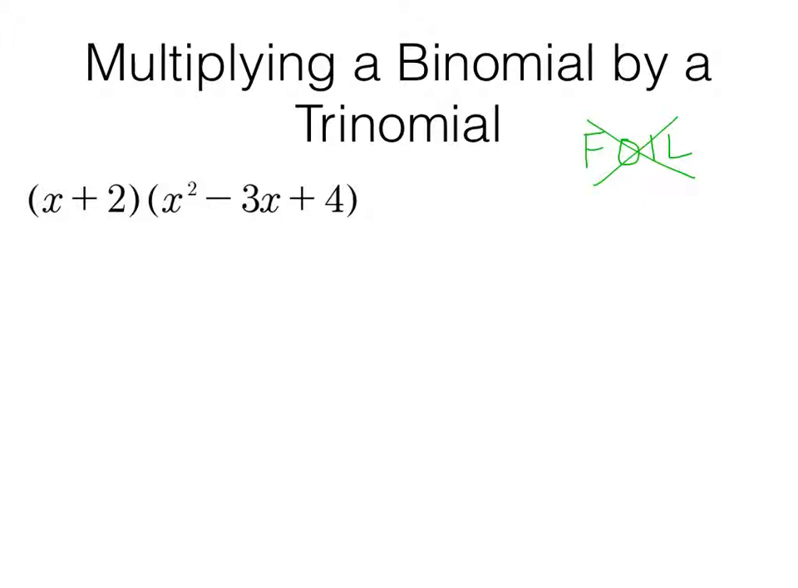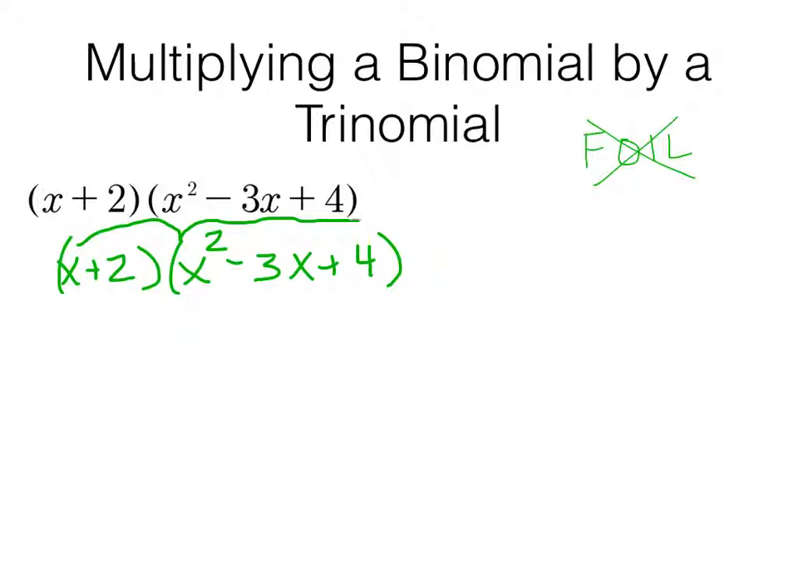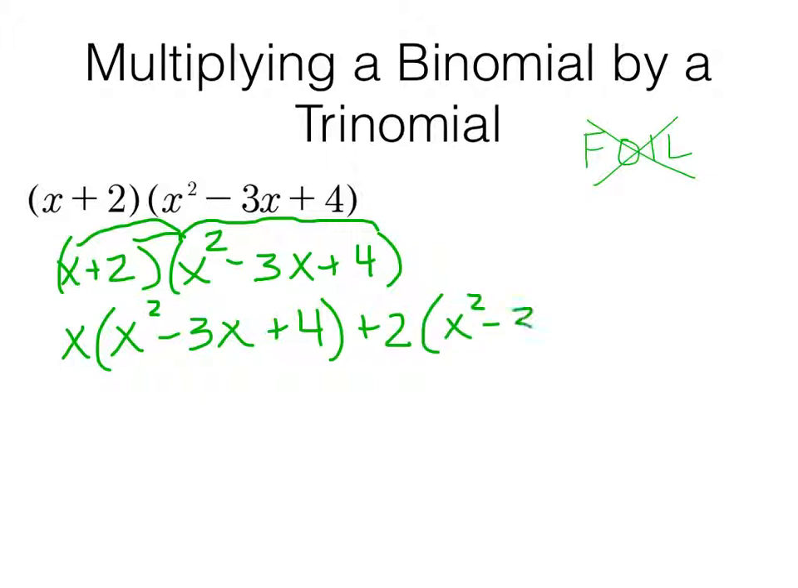So distributive property would mean, so we got x plus 2 times the quantity x squared minus 3x plus 4. Distributive property would mean x times this entire expression and 2 times the entire expression. So in other words, x times the trinomial, x squared minus 3x plus 4, plus 2 times the trinomial, x squared minus 3x plus 4. And what we end up doing is distributing.